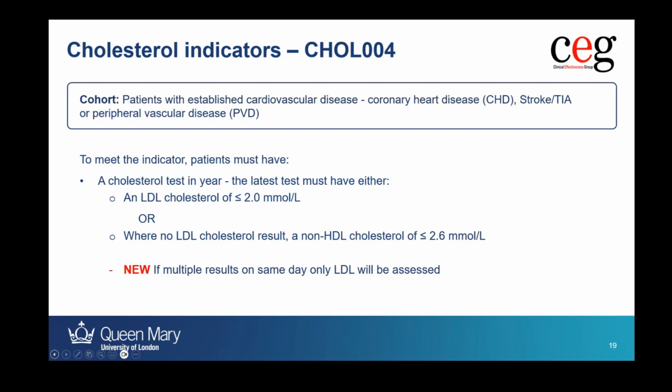So to meet the indicator, patients have to have a cholesterol measurement in year, and that latest test has to either have an LDL cholesterol of less than or equal to 2.0, or if there's not an LDL cholesterol value as part of that lipid measurement, a non-HDL cholesterol of less than or equal to 2.6. The rules are favouring looking at LDL cholesterol. So if you have both, it will only look at LDL. If you don't have LDL, it will then look at the non-HDL. And that's new for this year. Next slide, please.